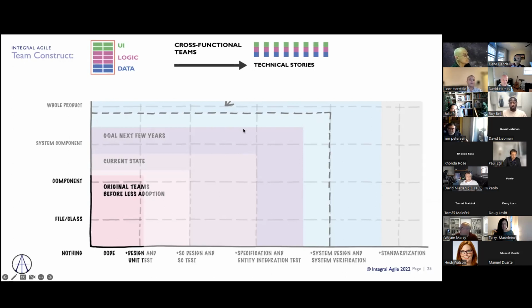I'm getting the question, what is the size of these teams? So we're inside of an agile construct. The size of the teams is what we typically prefer in agile, which is 7 plus or minus 2 team members. Also knowing that there are no rules in agile that are rigid.